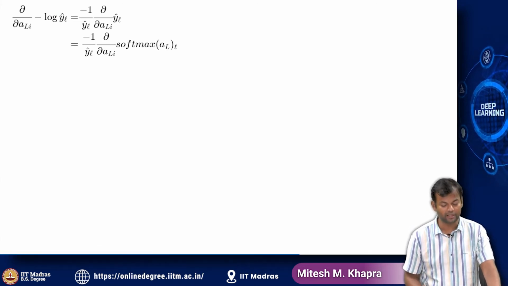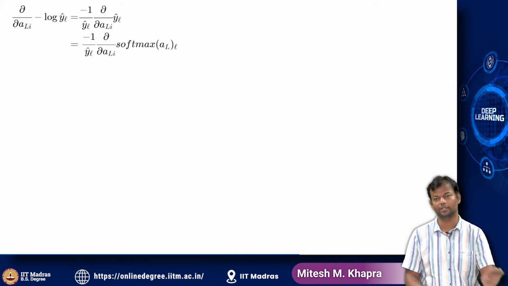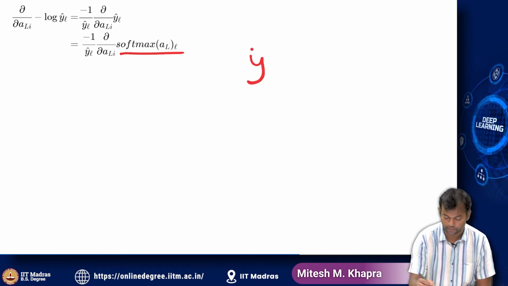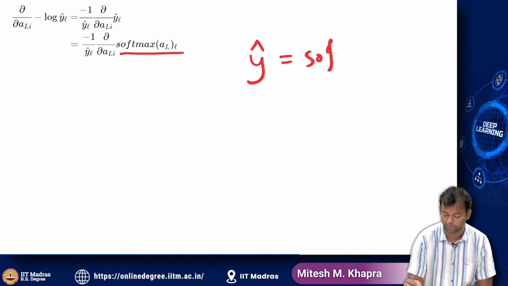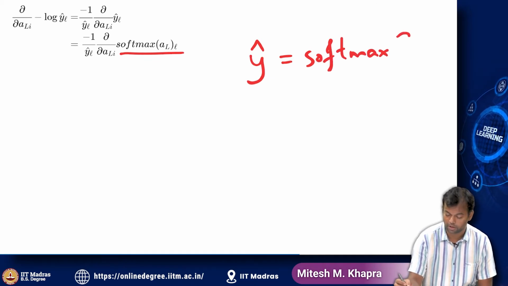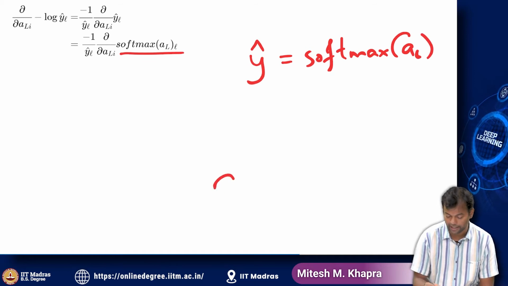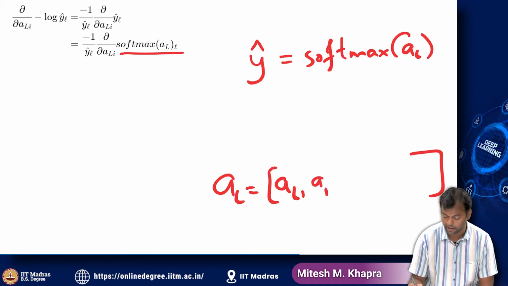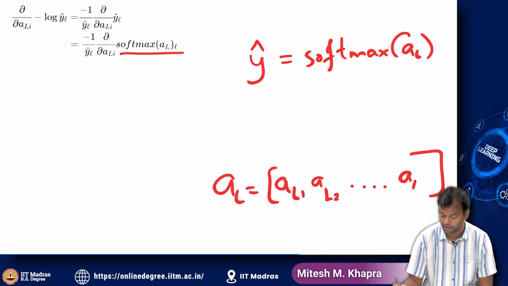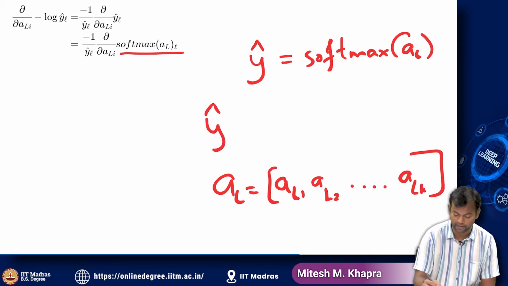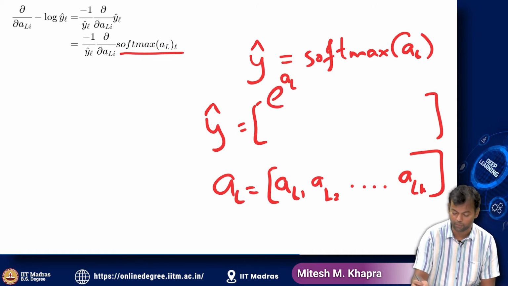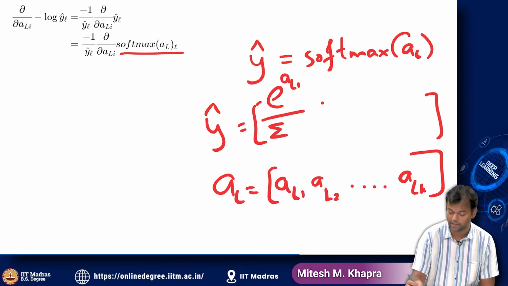Okay. Now let me replace y hat L by what exactly y hat L is. Let me explain what this formula means. What was y hat is actually the softmax of AL. What does that mean? That AL was a vector, which had these components AL1, AL2 all the way up to ALk, and then how did I compute y hat from that? y hat was computed by applying the softmax function, which was e raised to AL1 divided by the summation, e raised to AL2 divided by the summation, and so on.